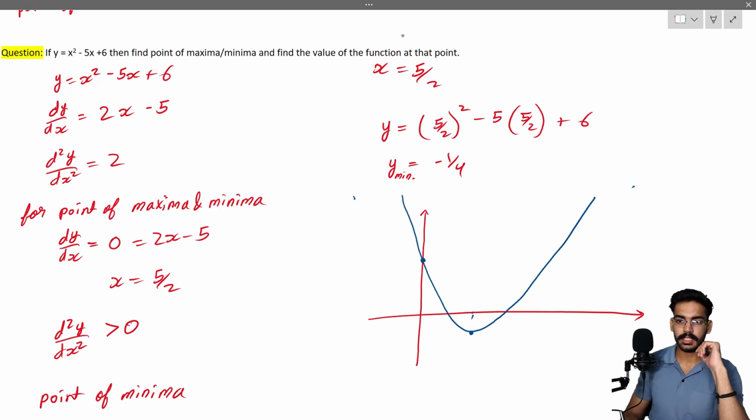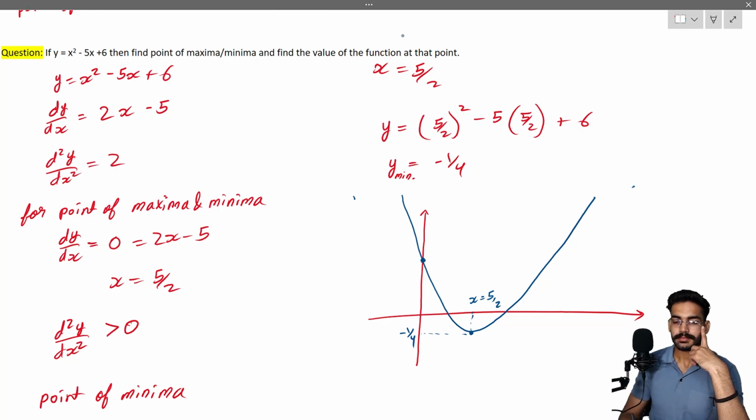So here at x equal to 5 by 2, the y is minus 1 by 4. So this is y minimum, the minimum value of y. So now you understood why it starts from plus infinity and ends at plus infinity only. Because at x minus infinity, the x square function is going to be dominating, and y is going to get plus infinity. So it is starting from plus infinity, ending at plus infinity, and at x equal to 0, the curve is passing through 6. So means here.